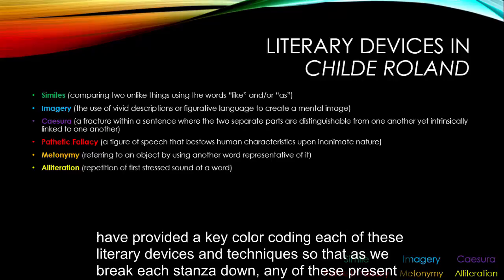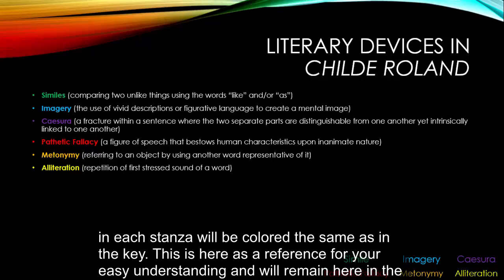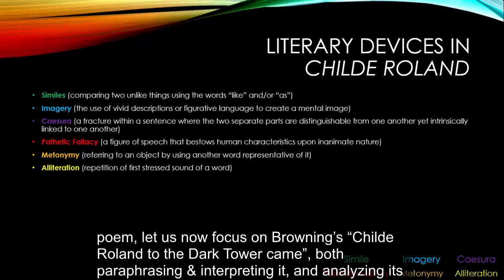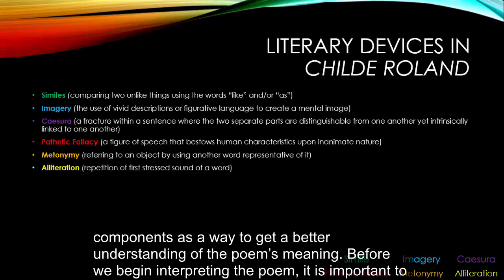Throughout this video, I have provided a key color-coding each of these literary devices and techniques so that as we break each stanza down, any of these present in each stanza will be colored the same as in the key. This is here as a reference for your easy understanding and will remain here in the bottom right corner as we interpret the poem. Now that we have introduced and defined some literary devices that are present throughout the poem, let us now focus on Browning's Childe Roland to the Dark Tower Came, both paraphrasing and interpreting it, and analyzing its components as a way to get a better understanding of the poem's meaning.